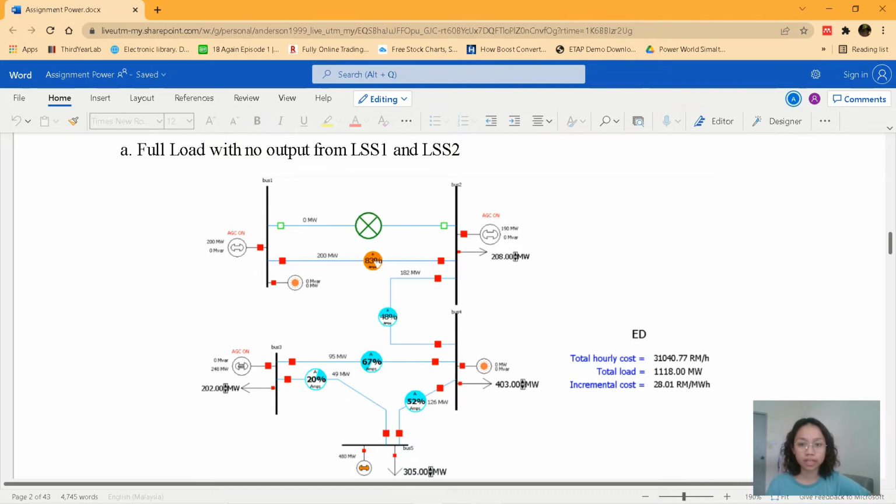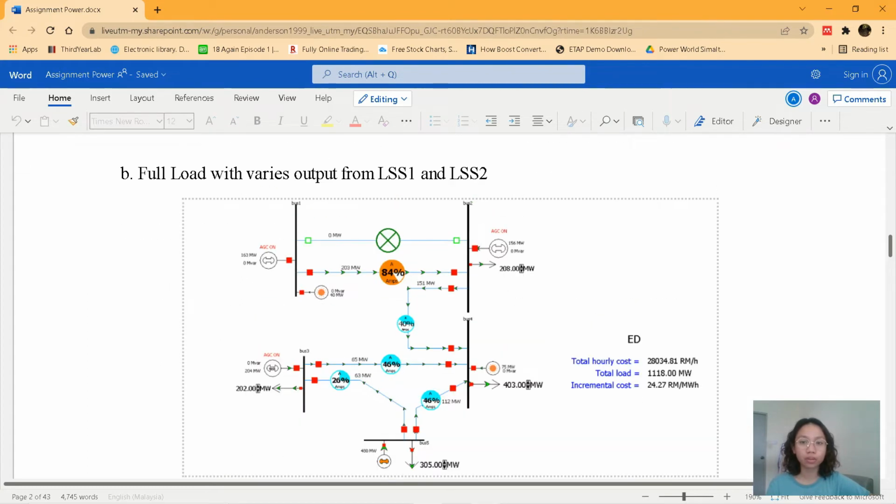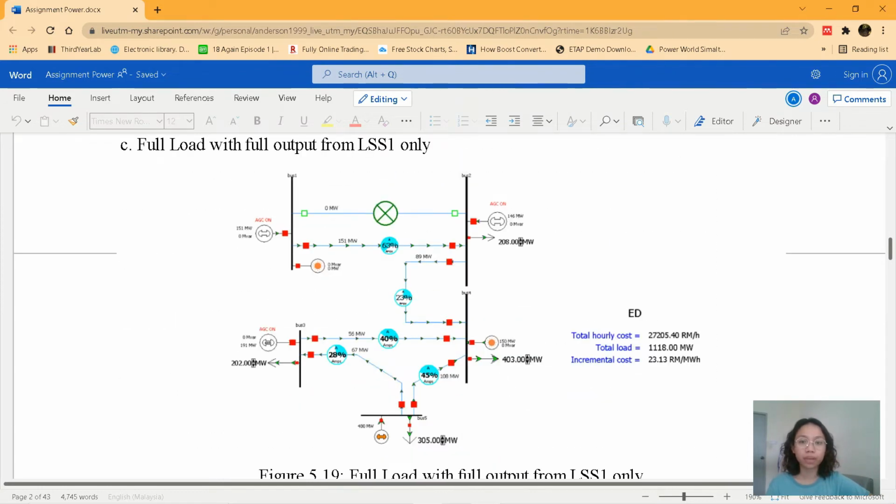So there are several cases. The first one is full load with no output from LSS1 and LSS2. The second case is full load with various output from LSS1 and LSS2, 40 megawatt over here and 75 megawatt over here. The third case is full load with full output from LSS1 only, which means LSS2 is not giving out any output, while LSS1 has 150 megawatt.